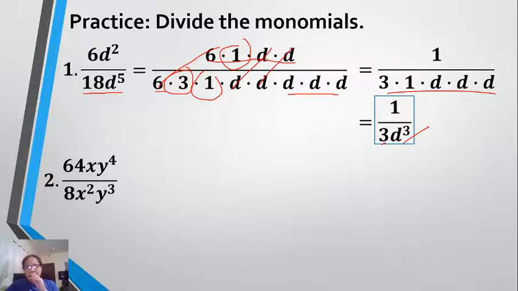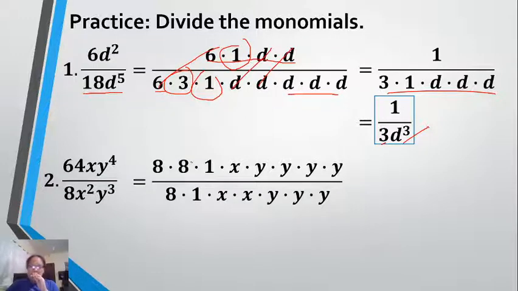So let's expand its factors. 64 has a factor of 8, 8, and 1. 2 8s and 1. 8 times 8 times 1. And 1 x for xy to the 4th, and 4 y's. In the denominator, you have 8 times 1 for the numerical coefficient, 2 x's in the denominator for its literal coefficient, and 3 y's.